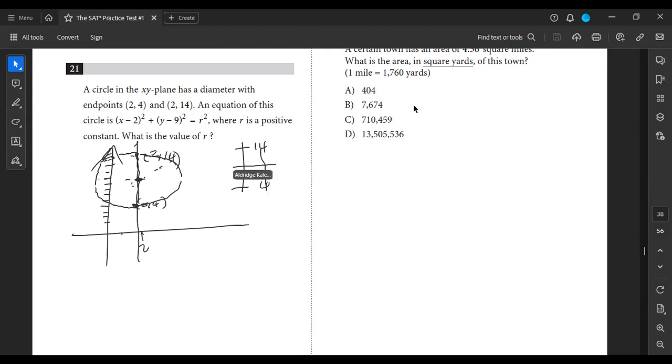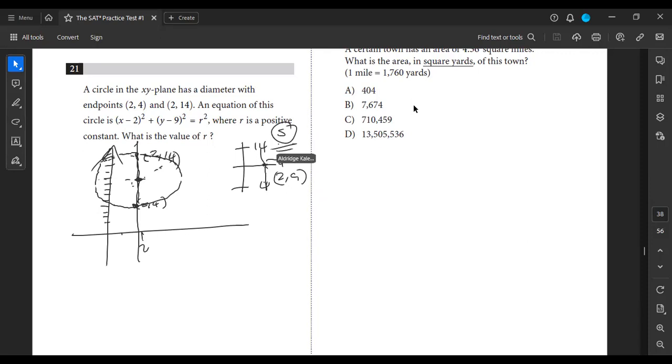The center would actually be at 9: 4 plus 5 is 9, and 9 plus 5 is 14. So our center is at the point (2, 9). But my point is, what's the actual radius? The radius is 5. So that's one way. There are so many ways to do this.